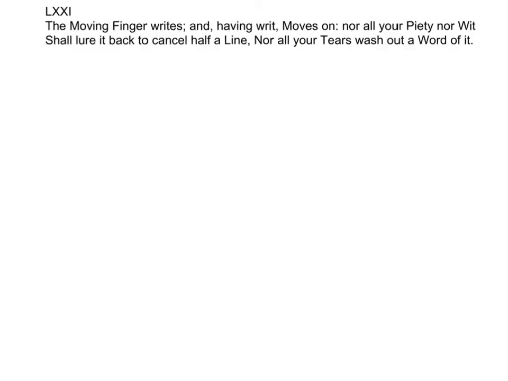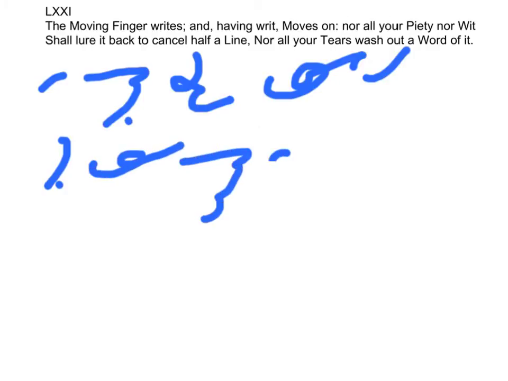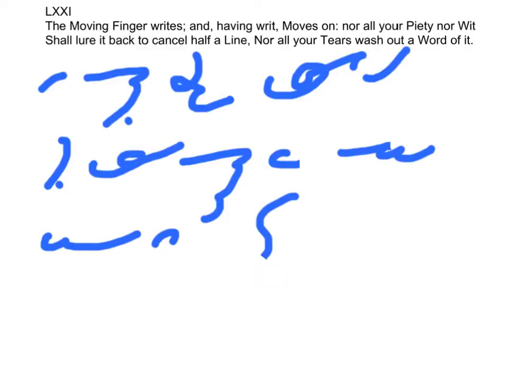The moving finger writes, and having writ moves on, nor all your piety nor wit. This is one of the most famous passages in the Rubaiyat of Omar Khayyam.